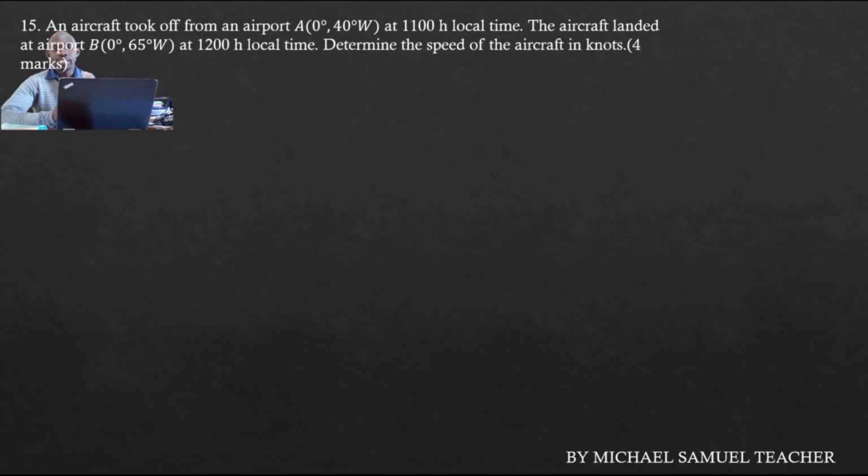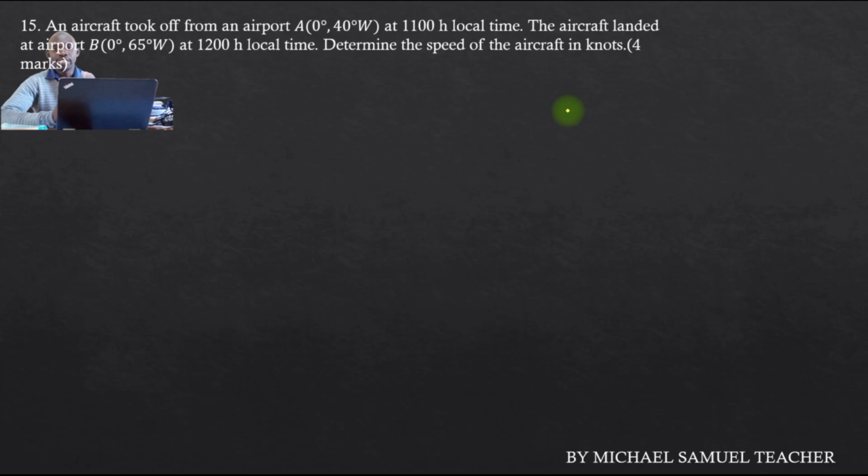Question 15. An aircraft took off from an airport A, which is at 0 degrees, 40 degrees west, at 11:00 hours local time. The aircraft landed at airport B, at 0 degrees, 65 degrees west, at 12:00 hours local time. Determine the speed of the aircraft in knots.